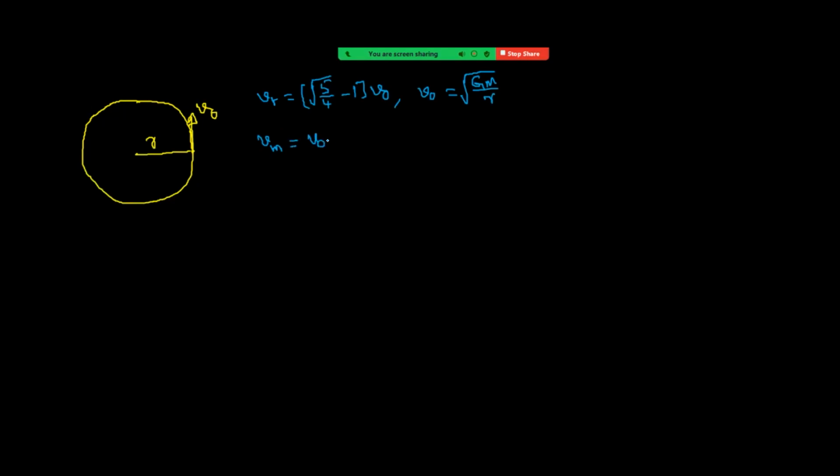Then the velocity of the monkey becomes v naught plus v relative, because both are in the same direction, which is equal to root 5 by 4 v naught. Okay, and you can see here at the time of jumping, the angle between the velocity vector and radius vector is 90. That means this separation corresponds to minimum separation.